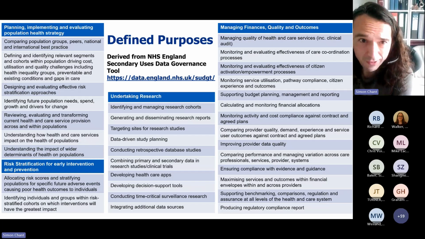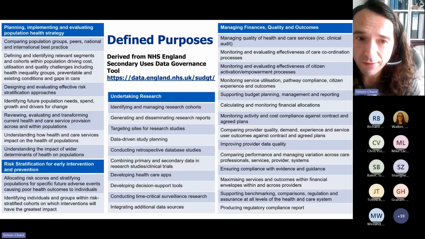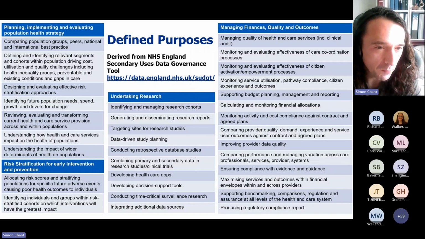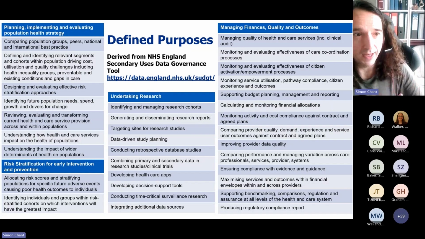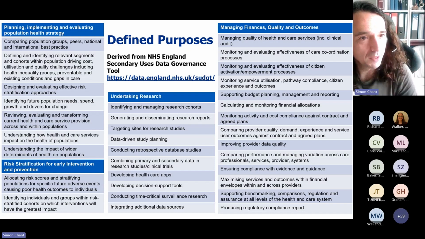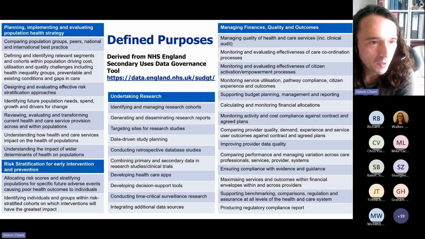Okay, so I mentioned this, the secondary uses data governance tool, and these are the defined purposes which you can use linked data for. And what we've done in our local documentation is included all these. So I won't read these out, but we've got 4 blocks here. One is around planning, implementing and evaluating population health strategy. So a wide range of things around risk stratification, reviewing and evaluating services and understanding wider determinants of health.